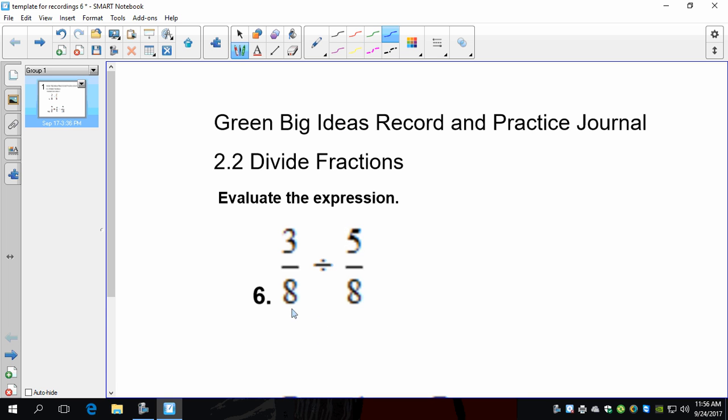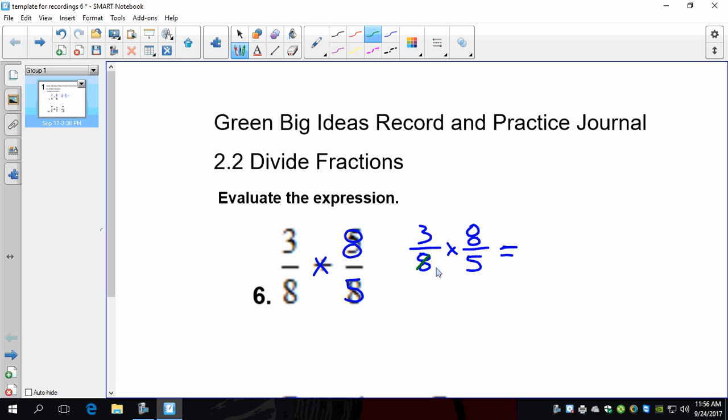dividing fractions. If it's 3/8 divided by 5/8, we simply change the sign to multiply and we flip the second fraction. So the new problem becomes 3/8 times 8/5. Now back to canceling, which is what we talked about in 2.1. For canceling, this really makes this problem go pretty quick.